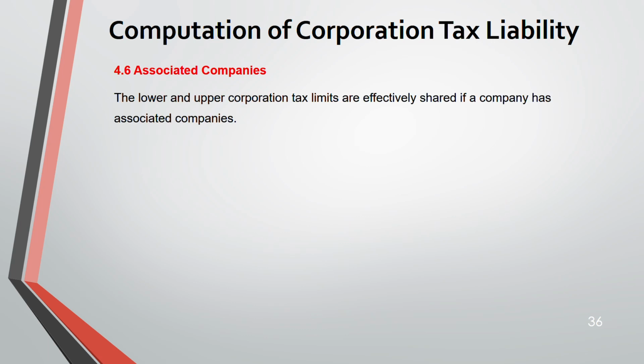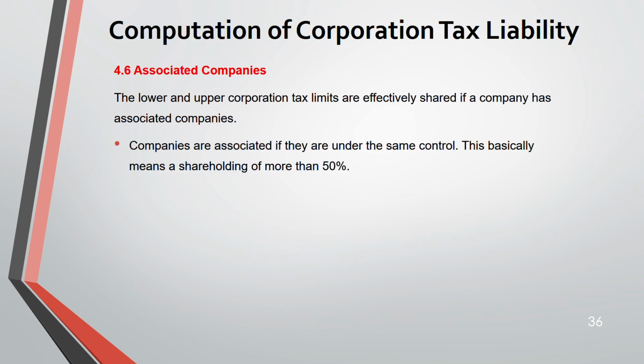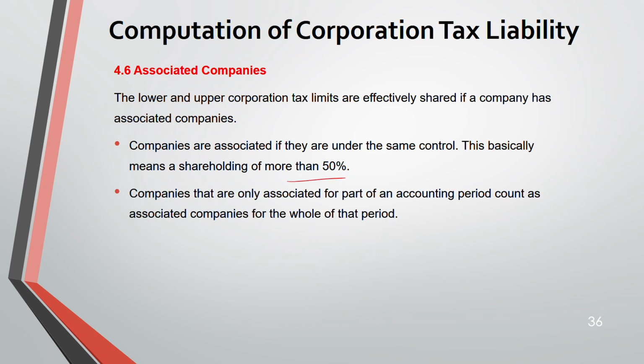Now, just as we have changed the upper and lower limits when there is a short accounting period or a different financial year, the same way for associated companies also, the lower and upper limits change. Associated companies are companies that are under the same control. That means shareholding of more than 50%. Companies that are only associated for a part of an accounting period, let's say only 6 months, will be taken as an associated company for the whole of that period, not only 6 months or 3 months, for the whole year.